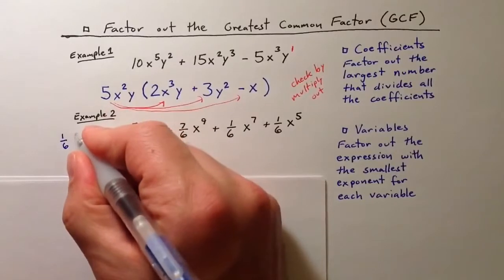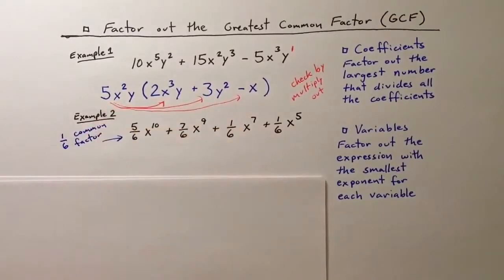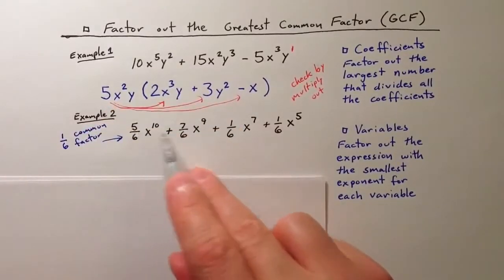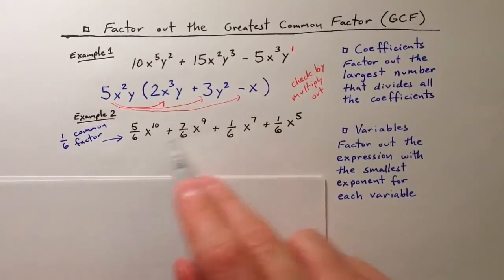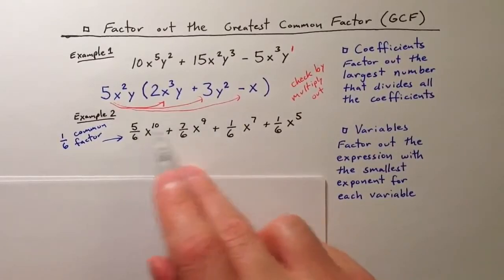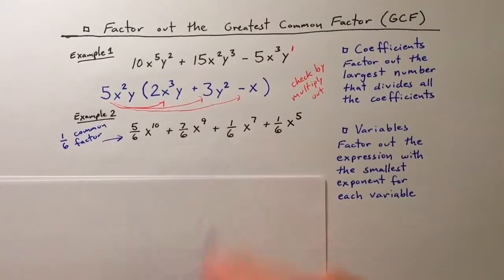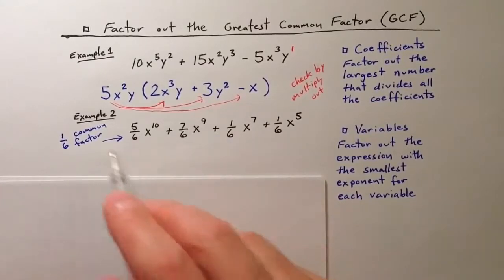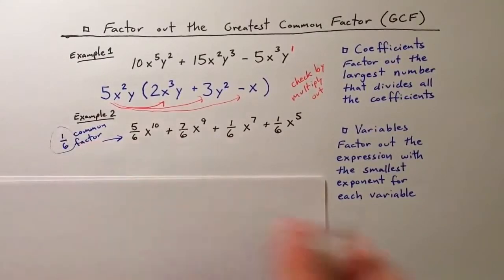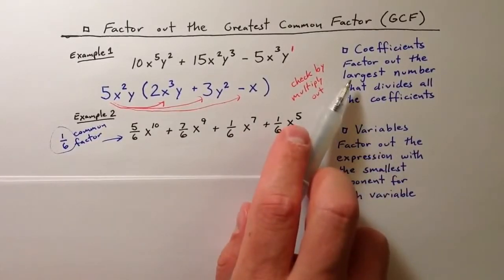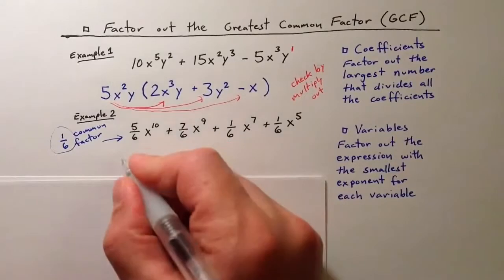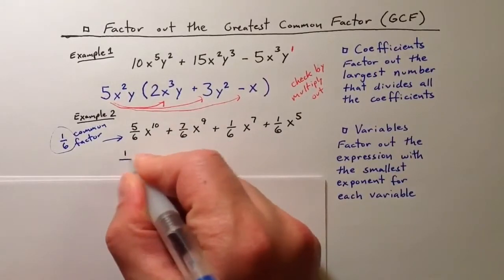And so I could think about the numerators for a second. 5, 7, and 1, those numbers don't have anything in common. And so actually 1/6 is the only factor of the coefficient that's common. So that's going to be part of my answer.